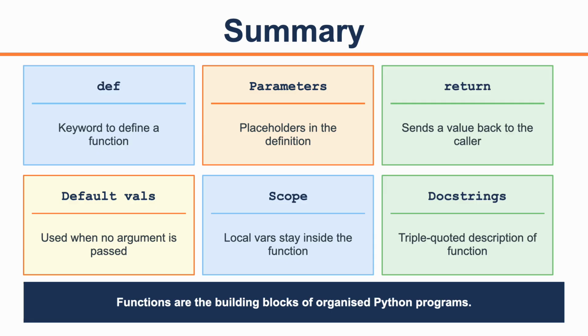Functions are defined with the def keyword. Parameters are placeholders in the definition. Arguments are the values you pass in when calling. The return keyword sends a value back. Default values make parameters optional. Scope controls where variables are visible. Docstrings document what a function does. Together, these tools make your code organized, readable, and reusable.